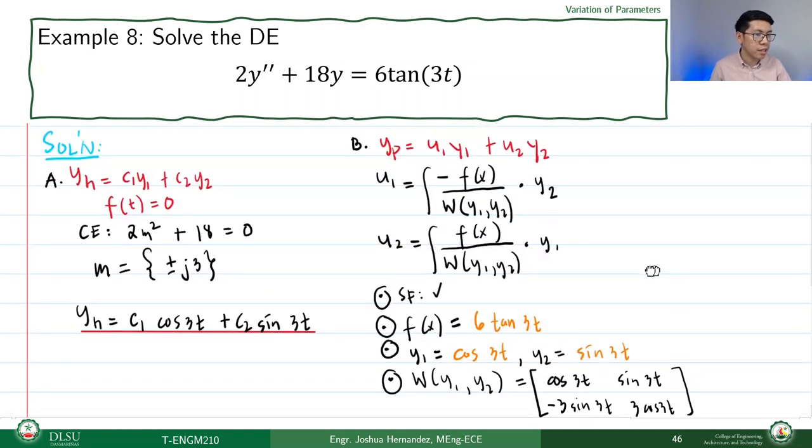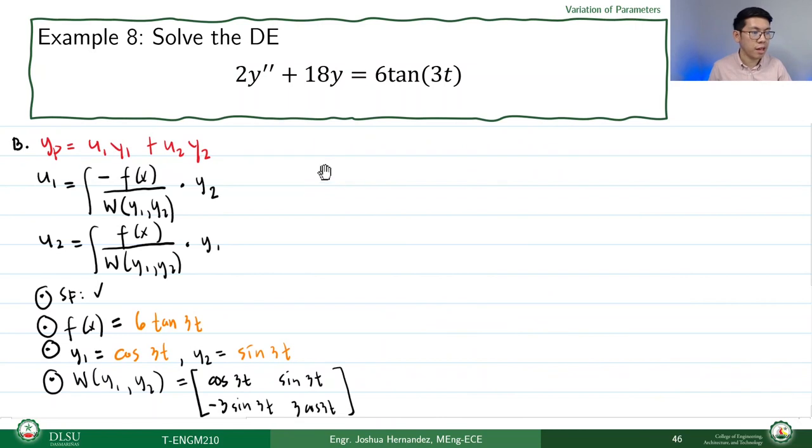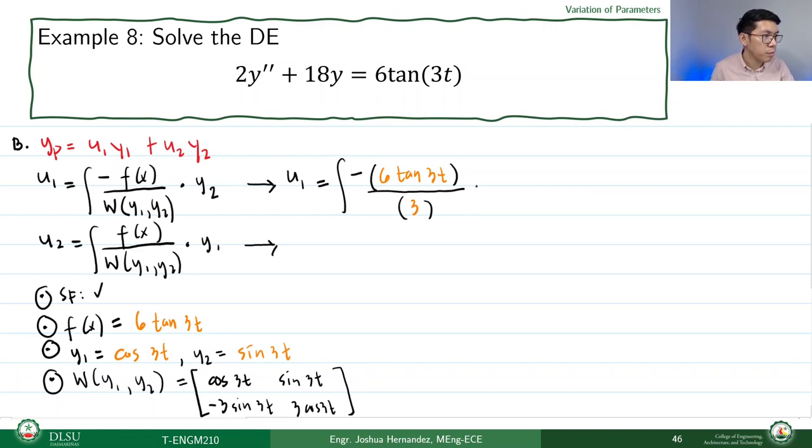We can plug them in here in our equation. Okay? So, we have u sub 1 equals the integral of negative f of x, which is, what is our f of x? 6 tangent 3t, all over our Wronskian, which is simply 3, and then multiplied by our y sub 2, which is sine 3t.